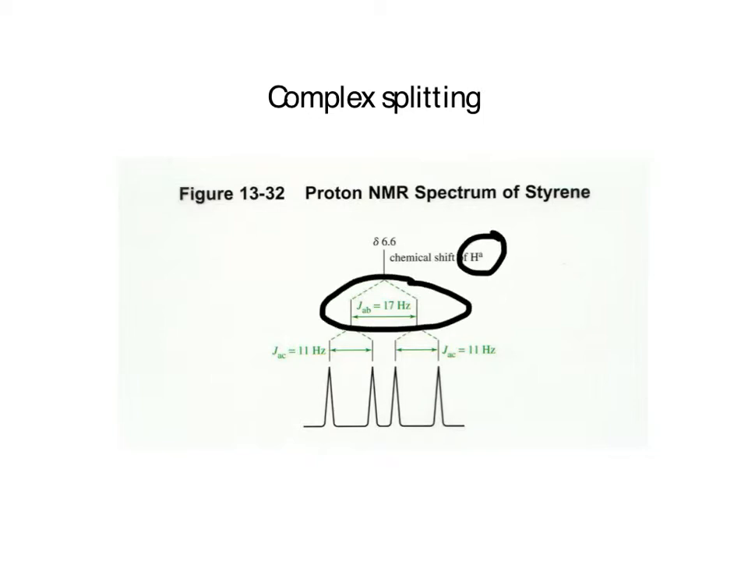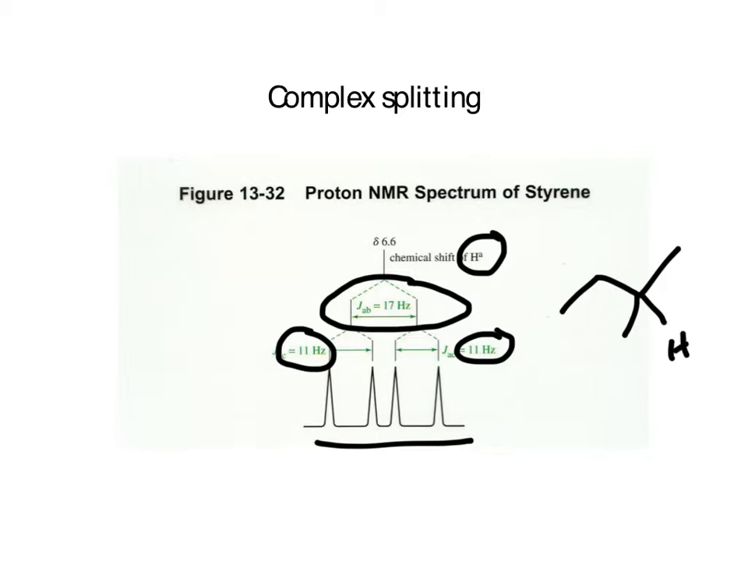And now in this case, instead of 15, it's 17, but it's still your trans coupling constant. Then the cis coupling constant is 11, and so what you see is the doublet of doublets. This is the case for hydrogens that are different.